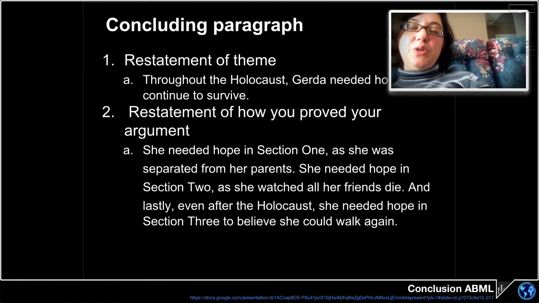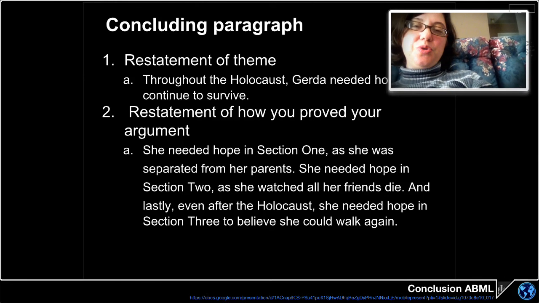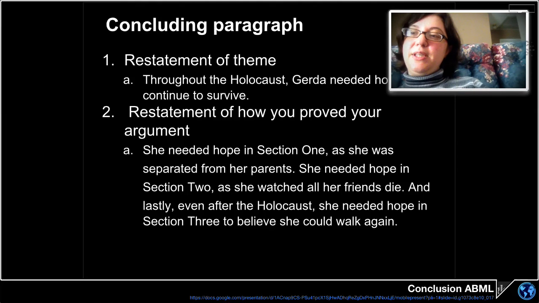And you'll notice that I used parallel structure here, repeating the words "needed hope" and "as" throughout. You don't have to follow this format exactly, but parallel structure is important. If you don't know what parallel structure is, we'll get to that later this year.